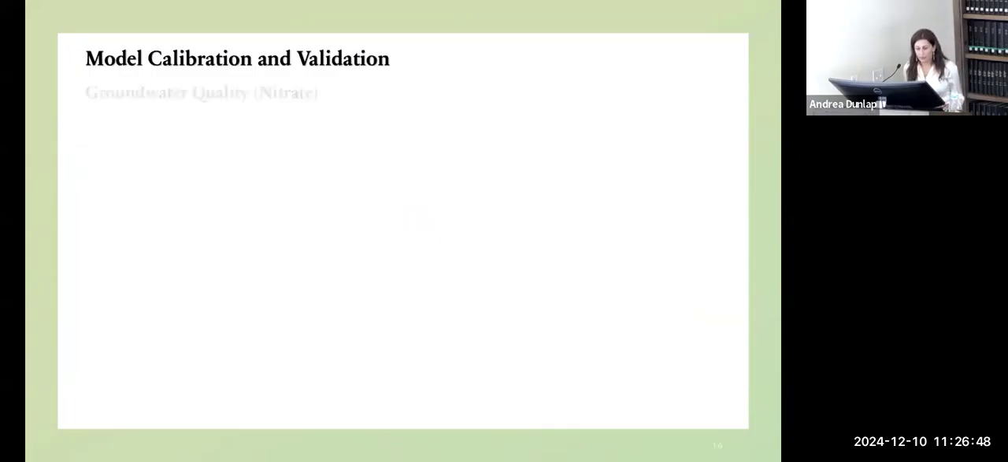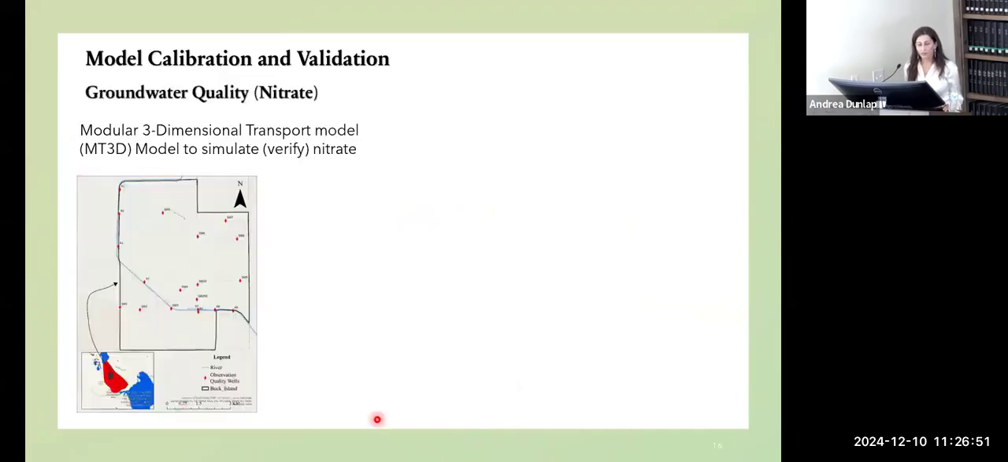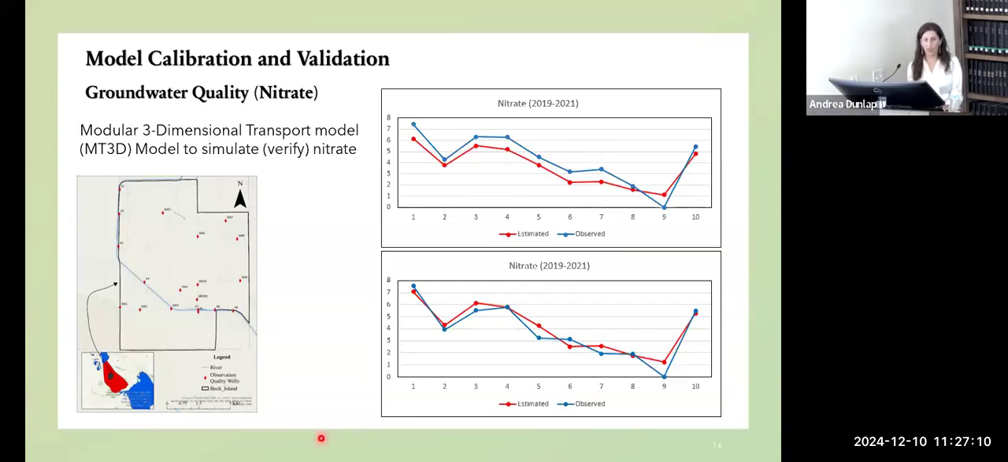We have a groundwater quality model, which is called the NC3D model. It's a 3-dimensional transport model, and we used it as an extension to ModFlow. We calibrated and validated that model as well, and here I'm showing the nitrate results for 2 different wells during the period of 2019 to 2021.